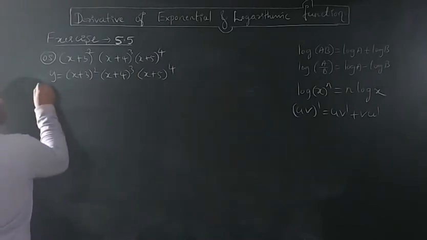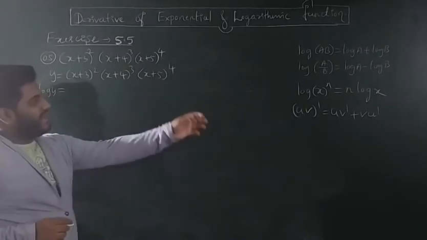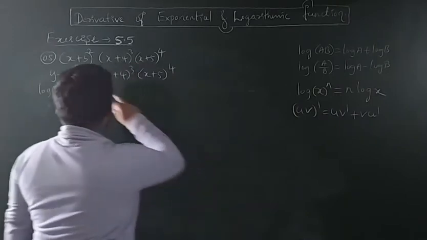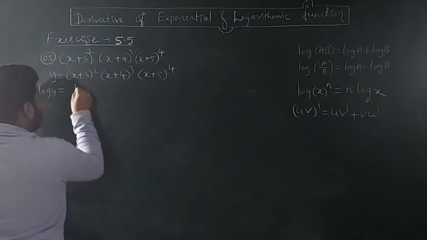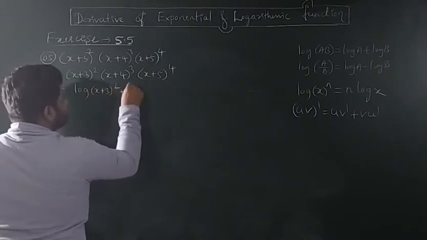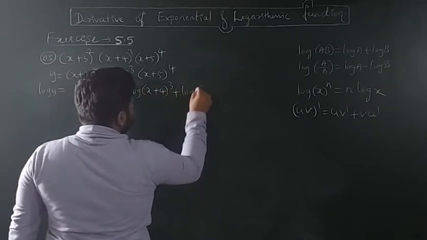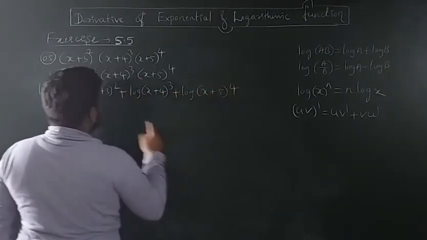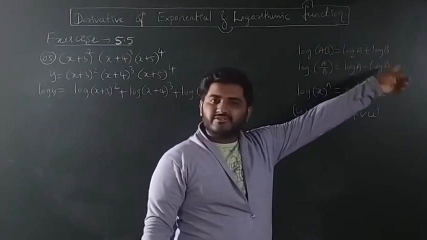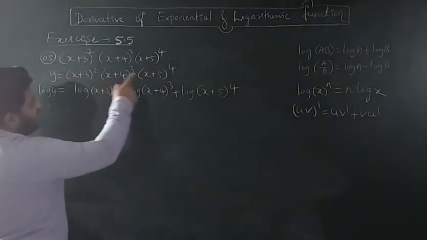Now apply log: log y is equal to the logarithm of a, b, c. Again log ab is equal to log a plus log b. That formula: whenever multiplication is there, you take addition. You write down log of x plus 3 whole square plus log of x plus 4 whole cube plus log of x plus 5 whole raised to 4. Why the plus sign? Because of the formula log of ab is equal to log a plus log b. Whenever multiplication comes in between and you apply log, we get a plus sign.